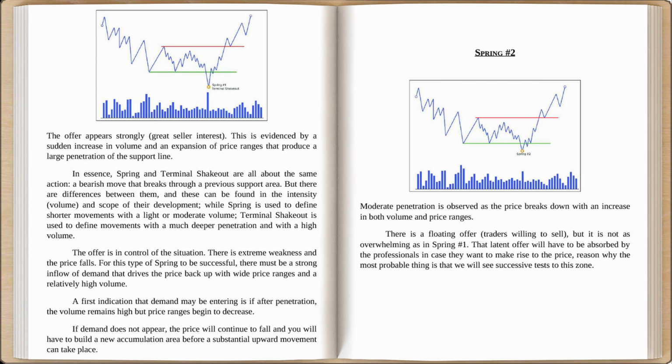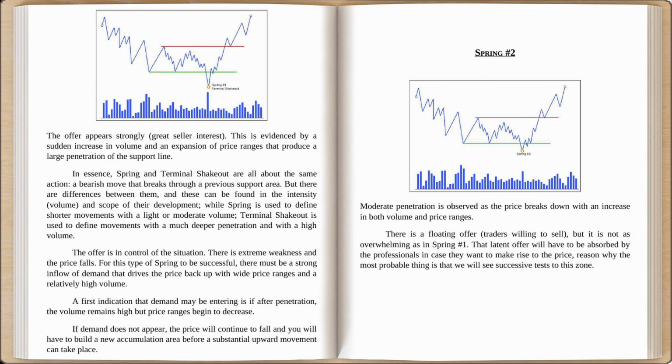The offer is in control of the situation. There is extreme weakness and the price falls. For this type of spring to be successful, there must be a strong inflow of demand that drives the price back up with wide price ranges and a relatively high volume. A first indication that demand may be entering is if, after penetration, the volume remains high but price ranges begin to decrease. If demand does not appear, the price will continue to fall, and you will have to build a new accumulation area before a substantial upward movement can take place.